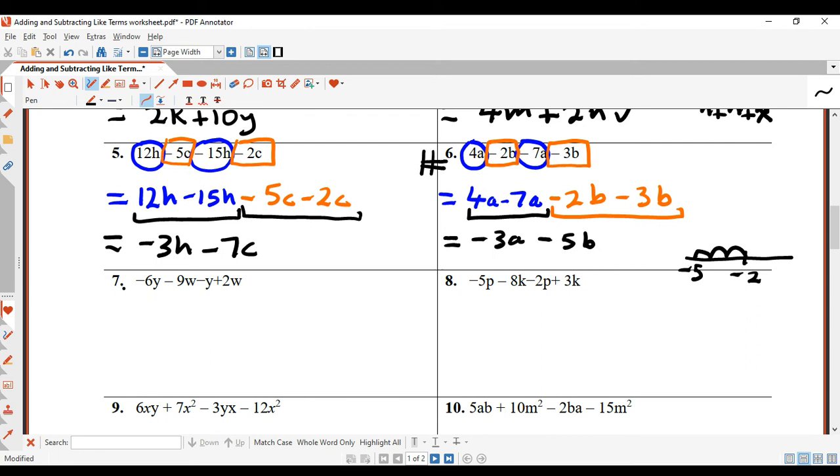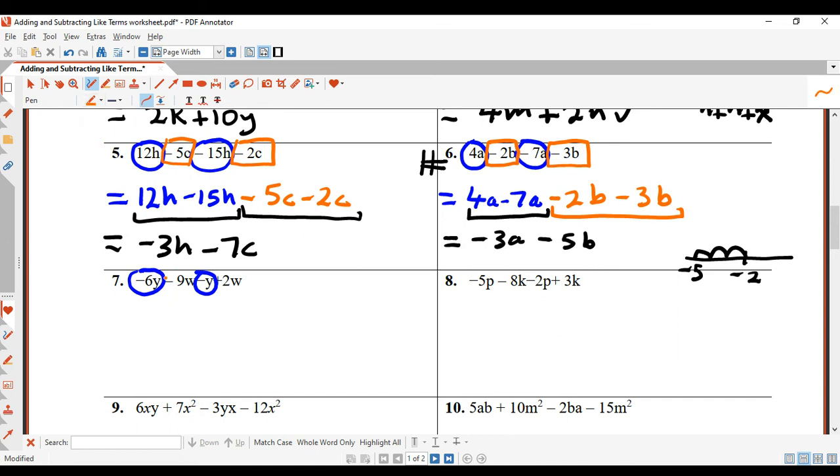All right, let's have a look at question 7. So I'll do this one, then you do the next one. Make sure all these are copied down. So we have negative 6y. That's the first y term. And the other y term is here. I've got to circle the negative with it.